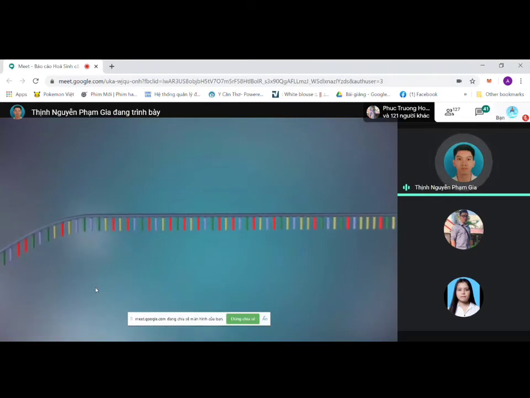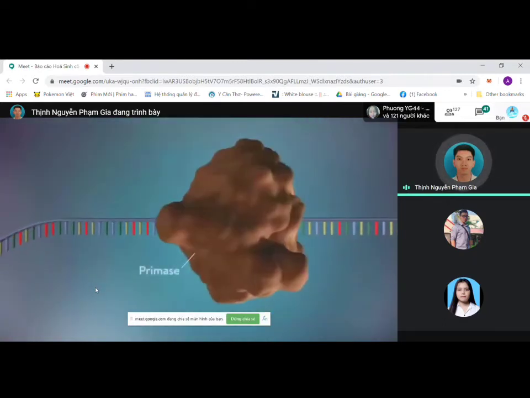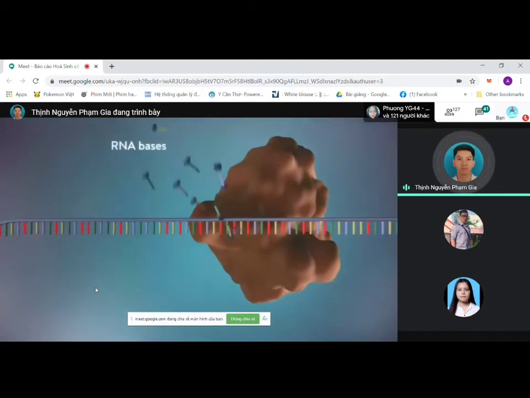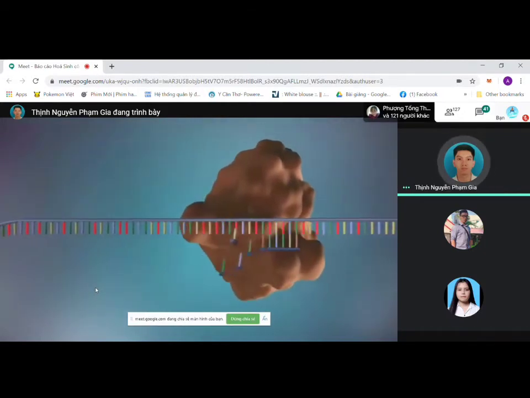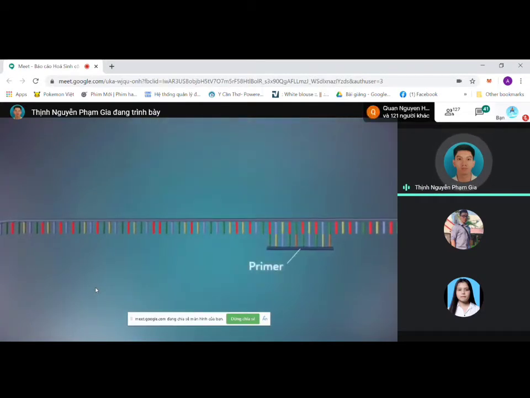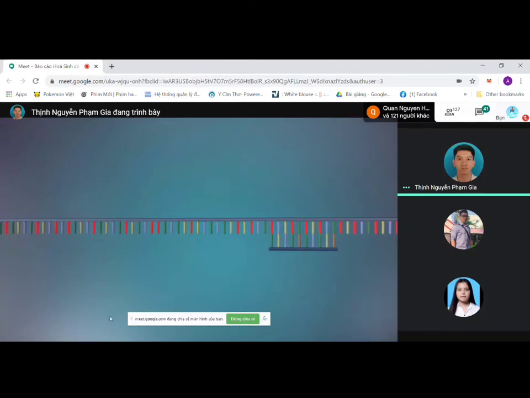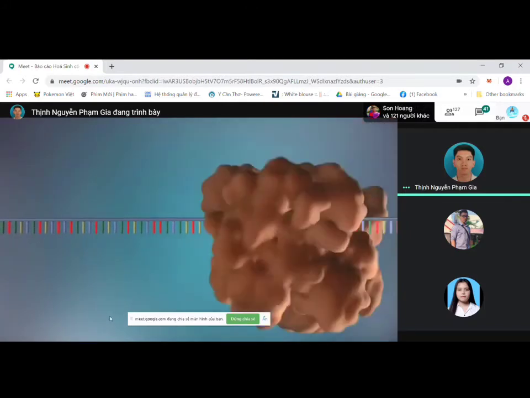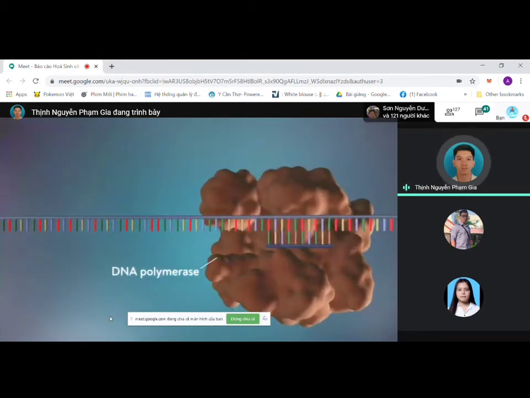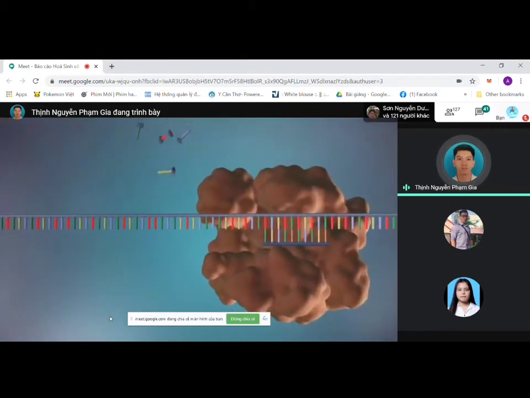After separation, each chain will be a template for creating a new chain of DNA, and DNA primase will generate RNA primers. Primers are short RNA molecules that mark a starting point of DNA replication. After that, DNA polymerase III binds to the primer and makes new chains following the complementary principle.